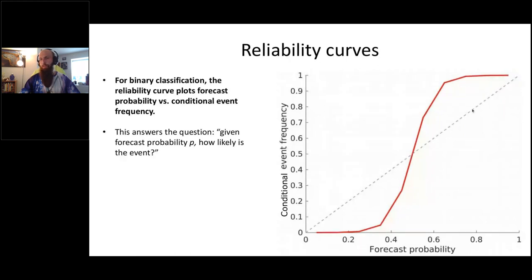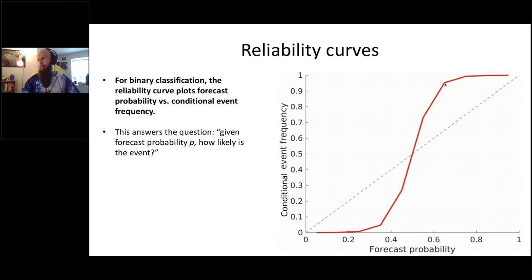And if you say 80%, you want the event to occur 80% of the time. You don't want a model that looks like this. This is a classic sigmoid-shaped reliability curve where, if you look at the forecast probability of 0.4, 40%, the event only happens 15% of the time when you predict 40%. So you're overconfident, or you're overpredicting.